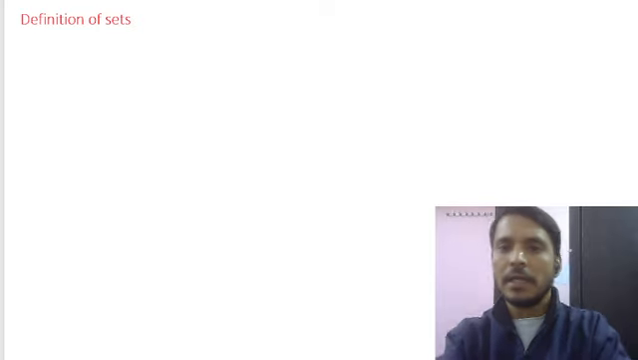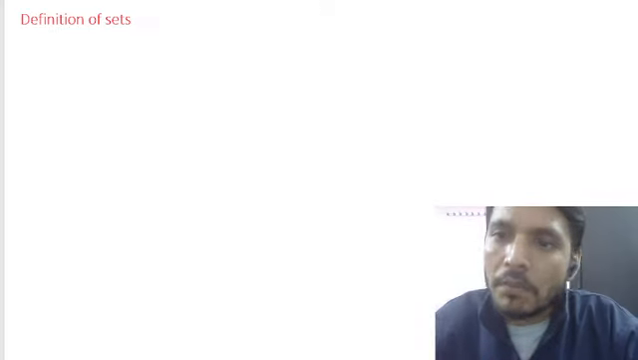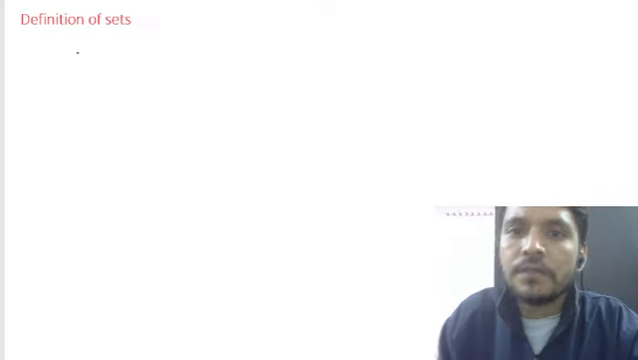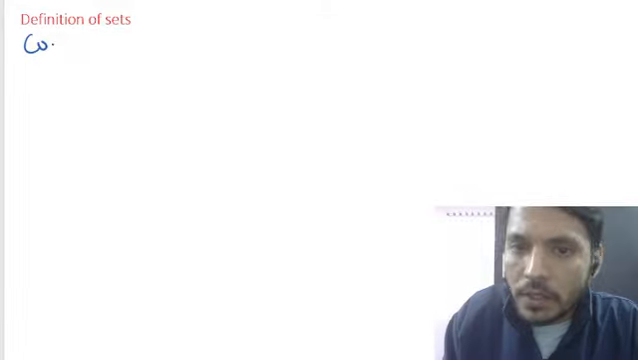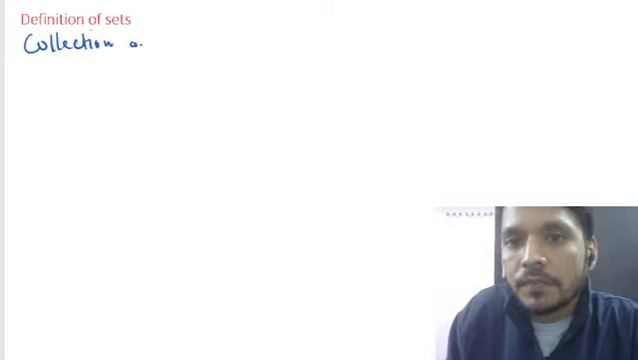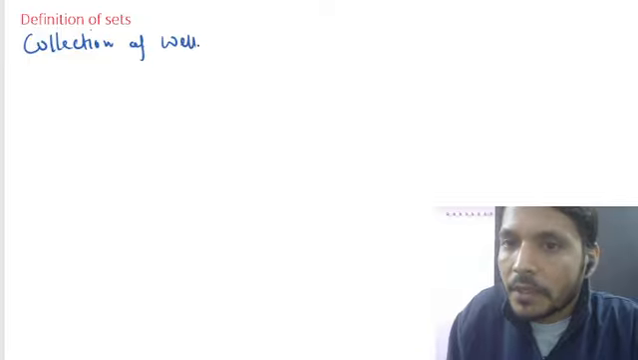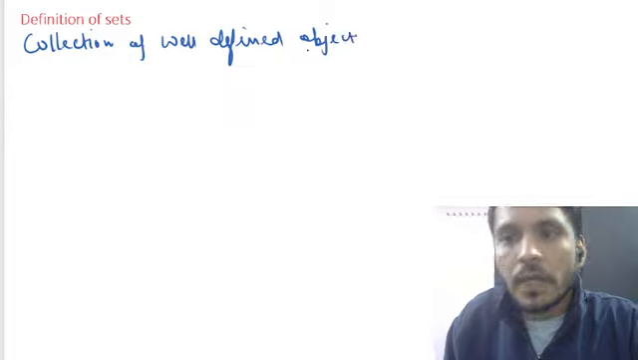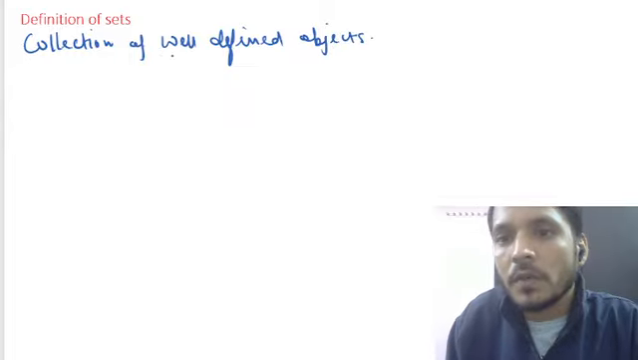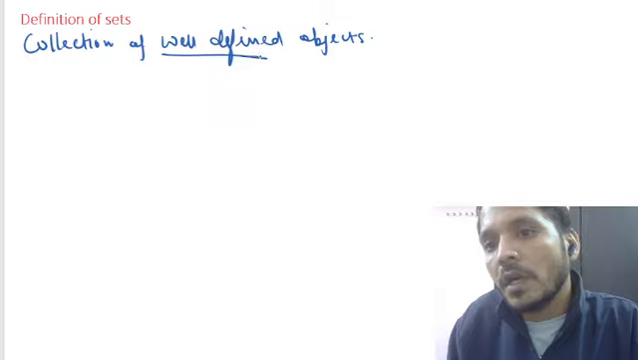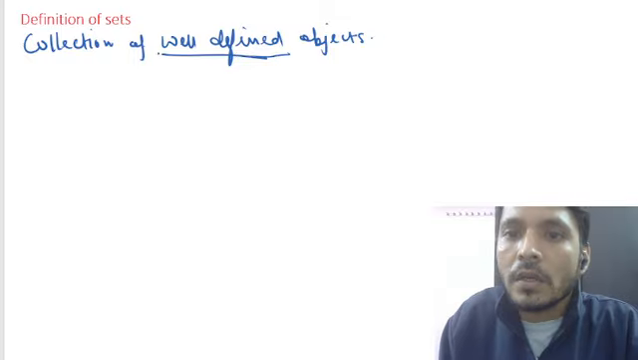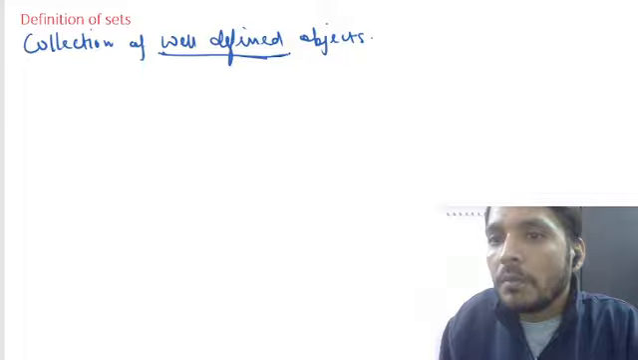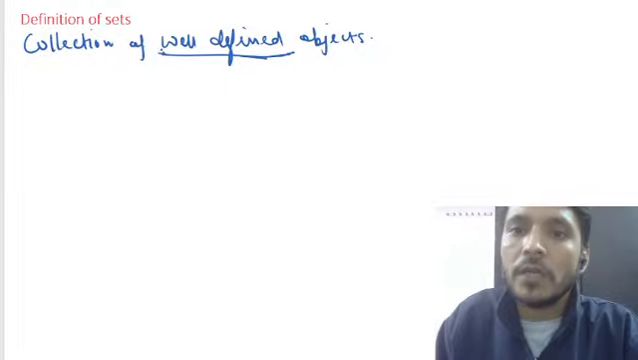So how can we define a set in mathematics? A set is a collection of well-defined objects. We are defining the set as a collection. So a collection of what? Well-defined objects. Now up to collection it is fine, but what does well-defined mean? Well-defined means a collection whose object can be definitely decided as to whether it belongs to that collection or not.